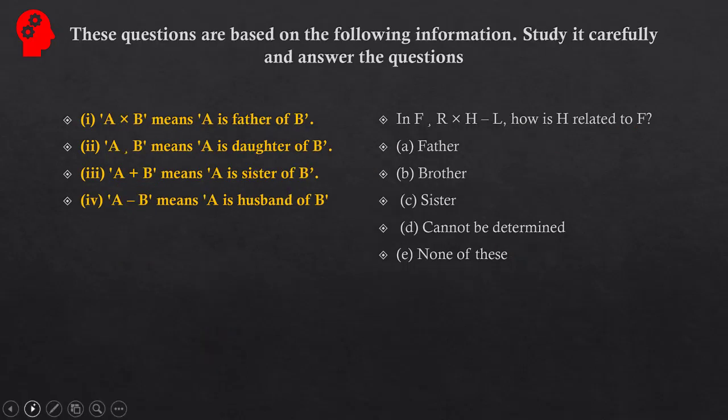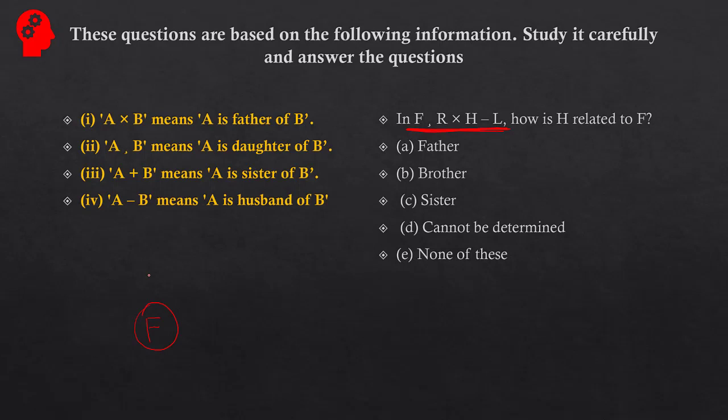Now here, there's a different set of instructions. And this is the second type of variation where the questions are being asked in coded relationships. So F comma R cross H minus L, and what is being asked is, how is H related to F? So we'll plot this.